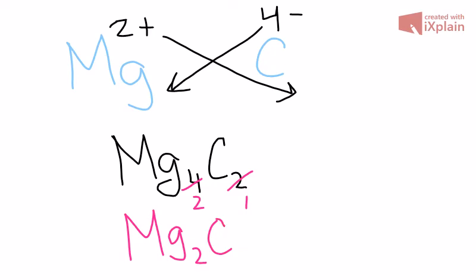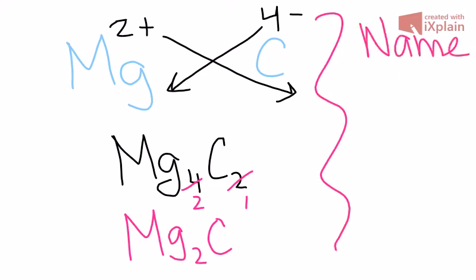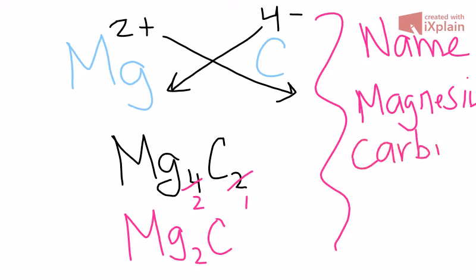And the name would be the same. Magnesium stays the same, so it's going to be magnesium. And then the ending of carbon is going to change to IDE, so it's going to become magnesium carbide.